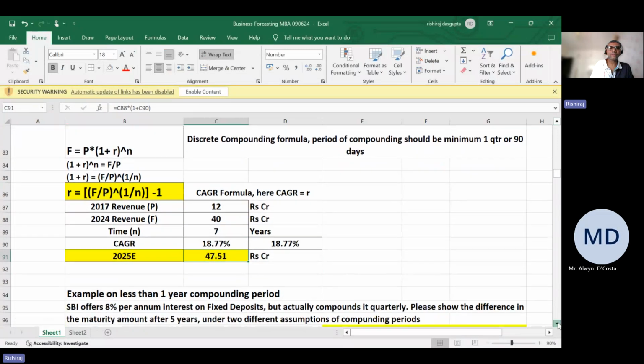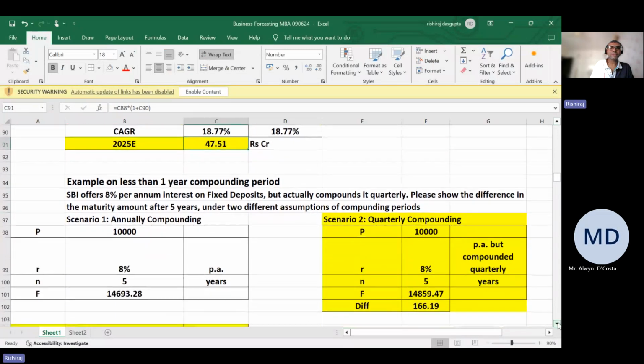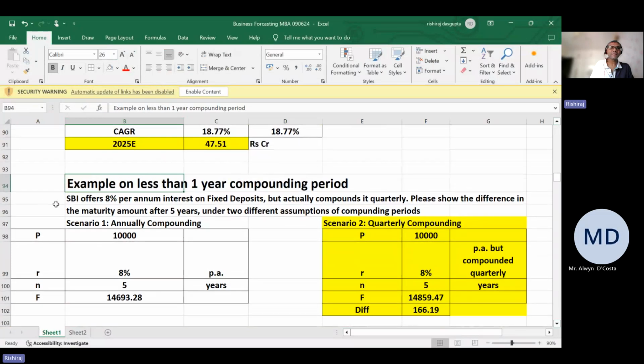Before we move ahead, we just want to touch upon two scenarios, annual compounding and quarterly compounding. So what if the period of compounding is less than 1 year? Suppose SBI offers 8% per annum interest rate on a fixed deposit, but it's actually compounded quarterly. Now I want to show the difference between the maturity amount after 5 years under two different assumptions of compounding period. Scenario 1 I am assuming annual compounding, and scenario 2 I am assuming quarterly compounding.